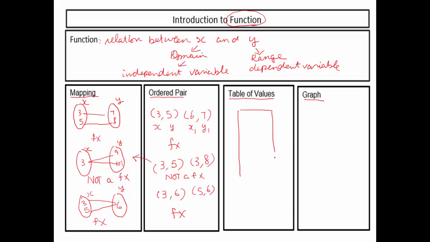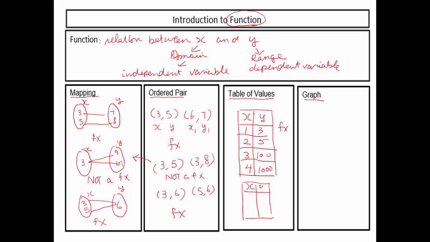Table of values. We can represent a function using a table of values like this. With x and y, you have, say, 1 and 3, off the top of my head, I come up with some numbers, it can be anything. 3 and 100, and then 4 and 1,000. This is a function, all right? But if you have a table like this, with x and y, where you have 1 to 5 and then 1 to 100, now one x matches two different y's, so it is not a function.